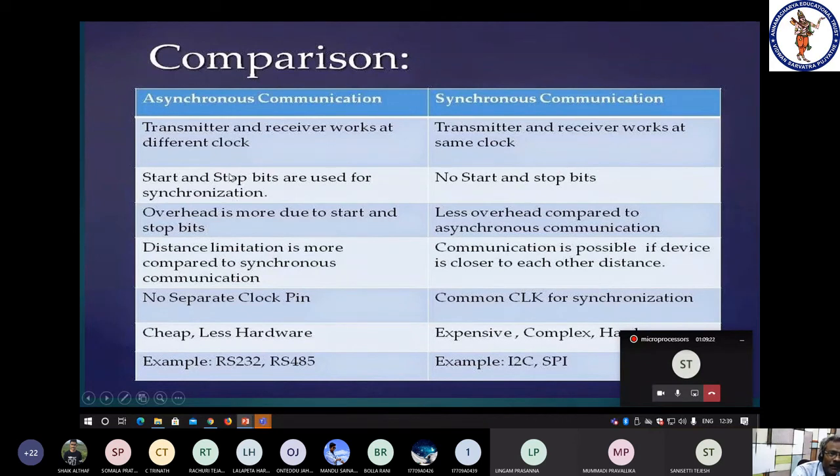Next, another difference is that for every character in asynchronous communication we have to append one start and one stop bit. But in synchronous communication there is no start and stop bit; we have to use a sync character that indicates the start of the data. Next, థర్డ్ పాయింట్ చెప్పాలంటే మీకు కొద్దిగా క్యాలిక్యులేషన్ చేయాలి, చెప్తాను. Distance limitation is more in synchronous communication compared to asynchronous communication.